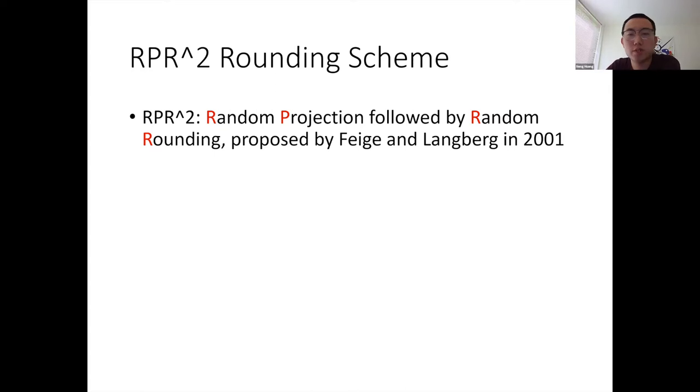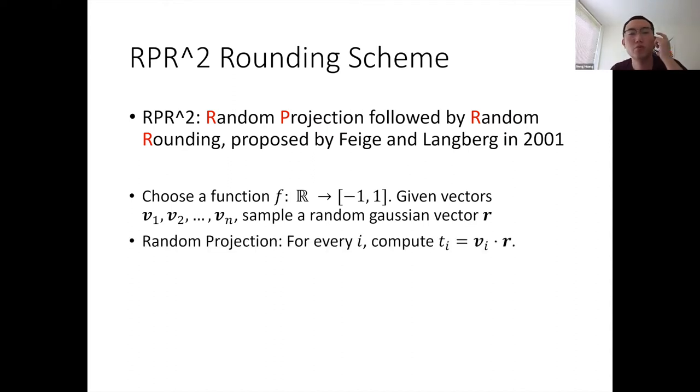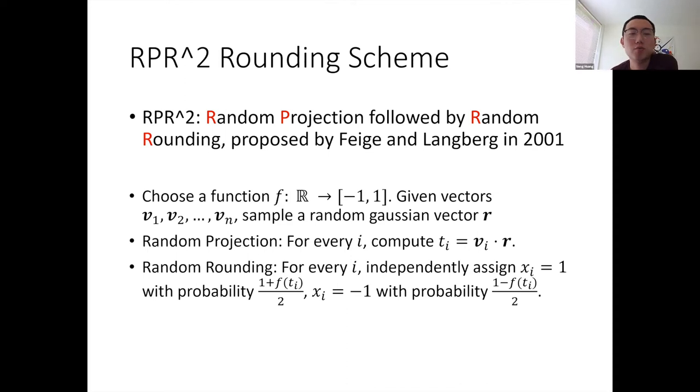The RPR squared works as follows. It chooses a function f, which maps a real number to the interval minus one, one. Given vectors v_1 to v_n, which are the SDP vectors, it samples a random Gaussian vector r. The first step, random projection, computes for every i the projection of v_i onto r. This is the dot product v_i dot r, call it t_i. In the second step, random rounding, for every i, it independently assigns x_i equals 1 with probability (1 plus f of t_i) over 2, and x_i equals minus 1 with probability (1 minus f of t_i) over 2.